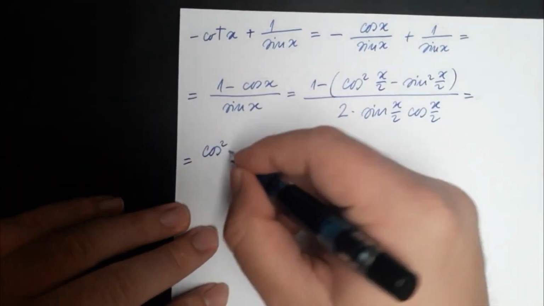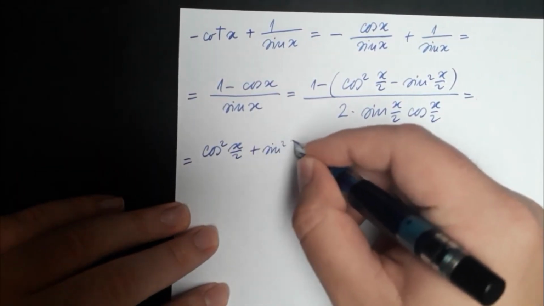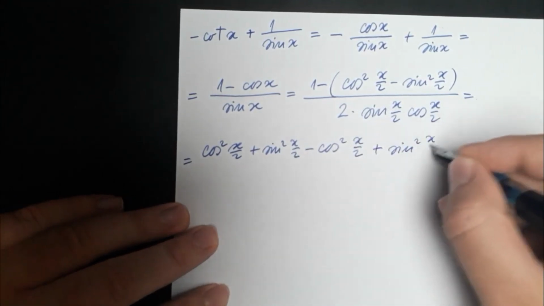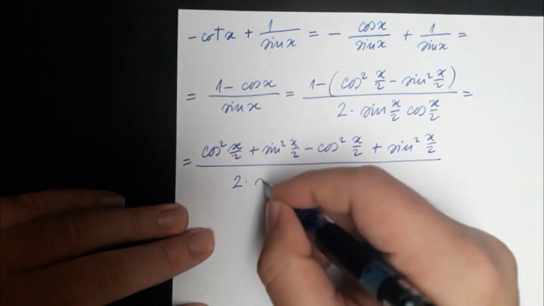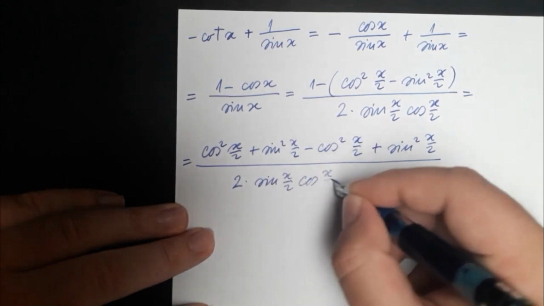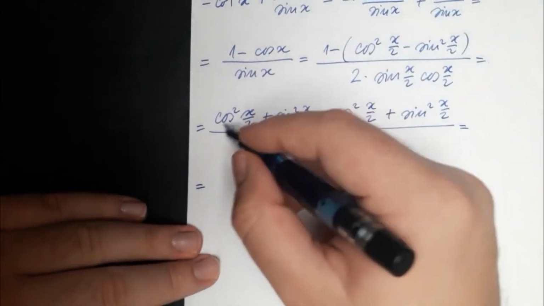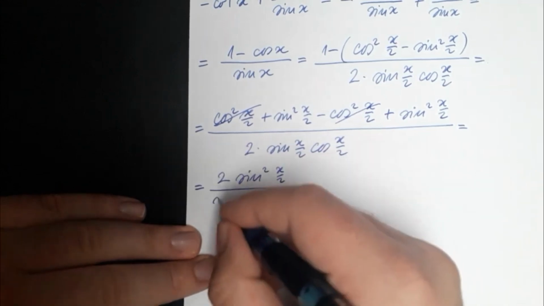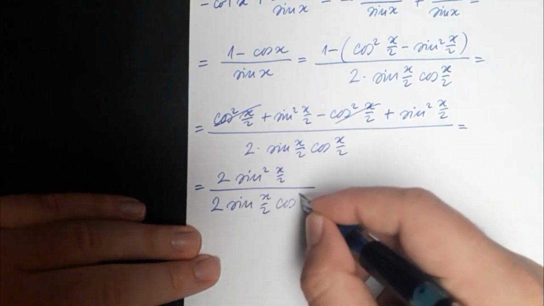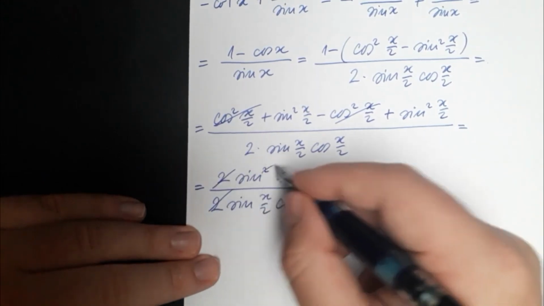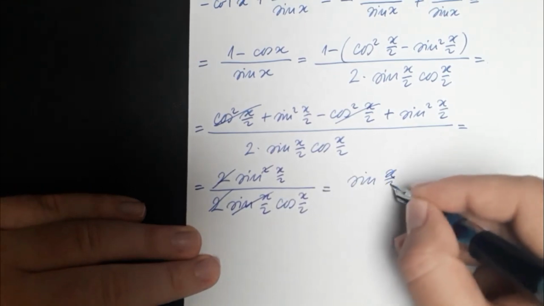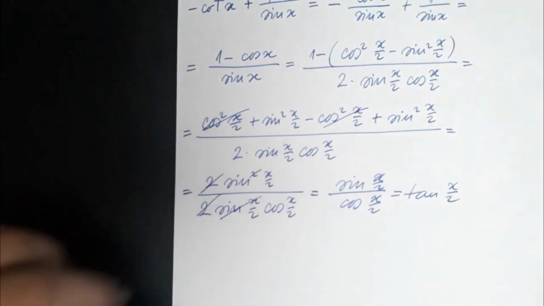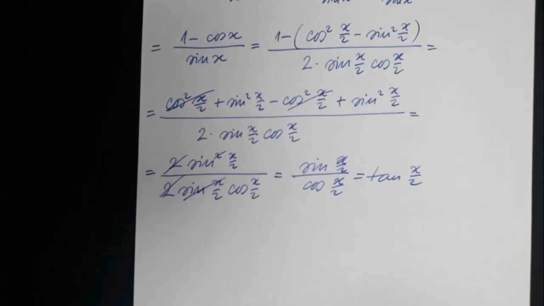And this is equal to cosine squared of x/2 plus sine squared of x/2 minus cosine squared of x/2 plus sine squared of x/2, divided by 2 times sine x/2 cosine x/2, which is equal to, these two are going to cancel out, 2 sine squared x/2 divided by 2 sine x/2 cosine x/2, which is equal to just sine of x/2 divided by cosine of x/2, which is the tan function of x/2. So we get the same solution as before, it is just a different method.